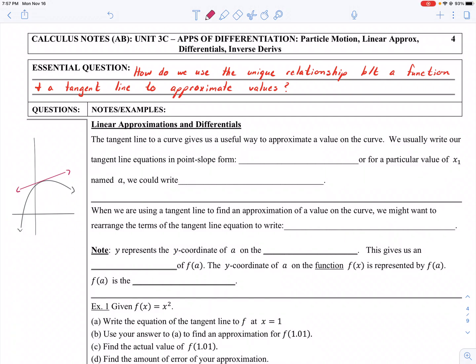The next topic that we want to talk about is called linear approximations. So we've already talked a lot about what tangent lines are relative to a function, because that's what a derivative is, right? It represents the instant rate of change, or the slope of a tangent line. We're going to use the relationship between the tangent line and the function in order to approximate values.